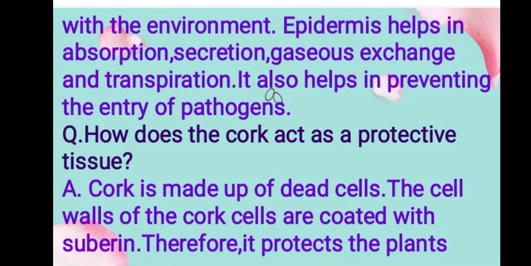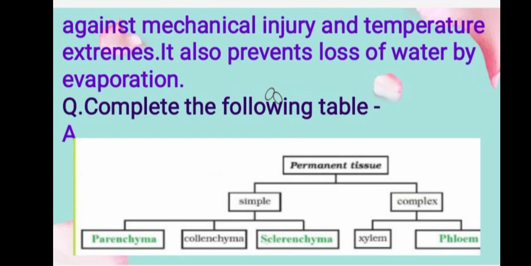Another question is, how does the cork act as a protective tissue? We all know that cork is made up of dead cells. The cell walls of cork cells are coated with suberin. Therefore, it protects the plants against mechanical injury and temperature extremes. It also prevents loss of water by evaporation. Now, the very last question is to complete the following table. So, you can complete it as it is given here.